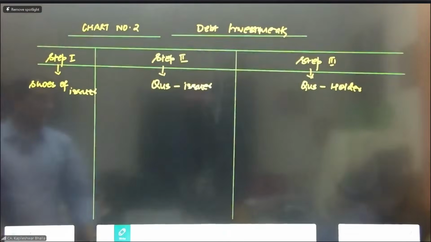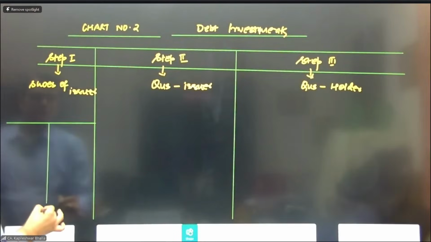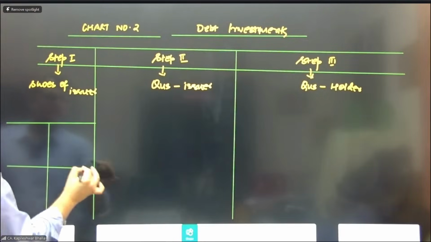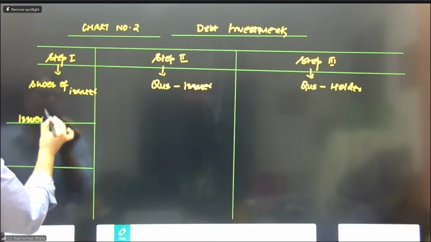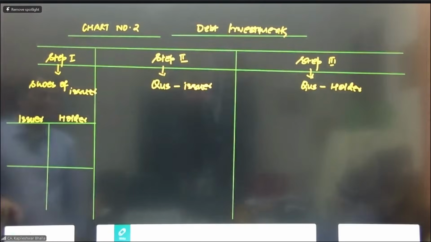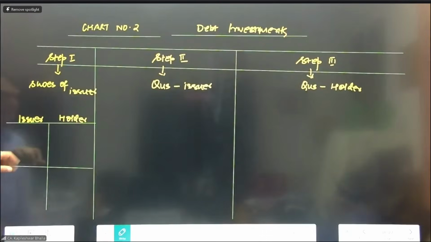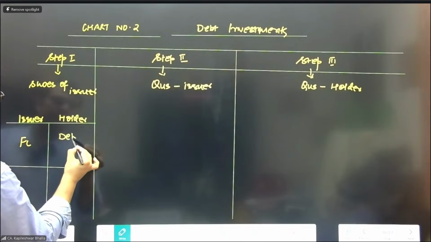Now, let's first focus on the two permutations and combinations. If you step into the shoes of the issuer, let's see what is the position from the holder's point of view. As an issuer, if you say it's a financial liability, then it becomes a debt investment for the holder.